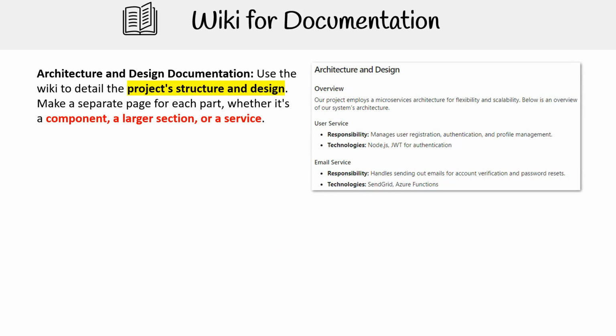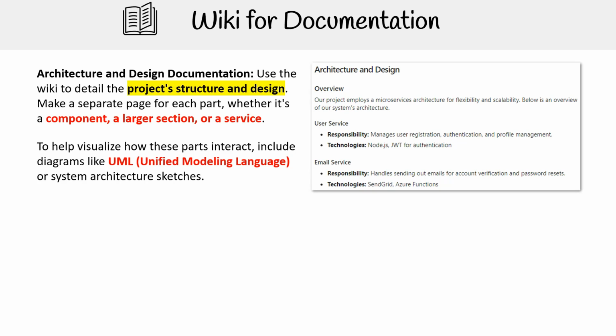Architecture and design documentation. Use the wiki to detail the project's structure and design. Make a separate page for each part, whether it's a component, a larger section, or a service. To help visualize how these parts interact, include diagrams like UML or system architecture sketches.